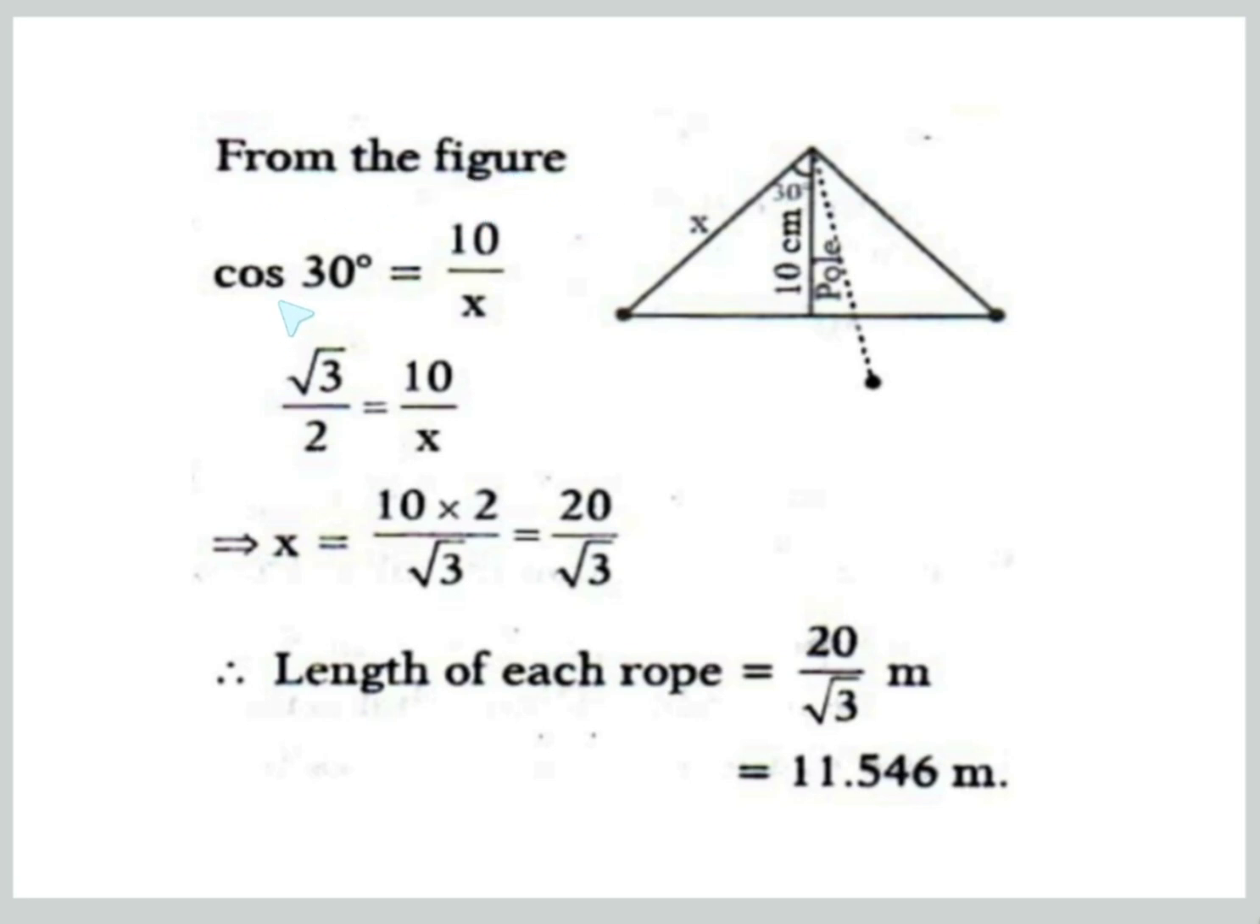From the figure, cos 30 is equal to 10 by x. Root 3 by 2 equal to 10 by x. X equal to 10 into 2 by root 3, 20 by root 3. The length of each rope is 20 by root 3. Rationalizing this, it is equal to 20 root 3 by 3.